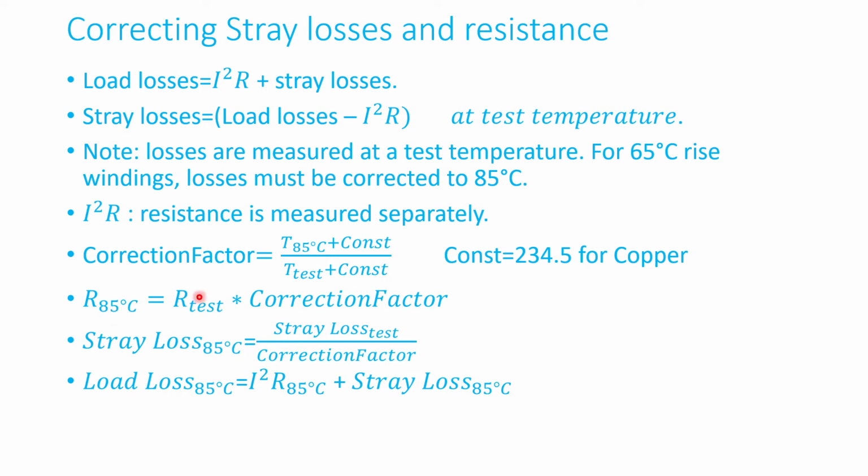So then once you make these corrections, the new load losses at 85 degrees Celsius is equal to I squared R plus stray losses, both components at 85 degrees Celsius.